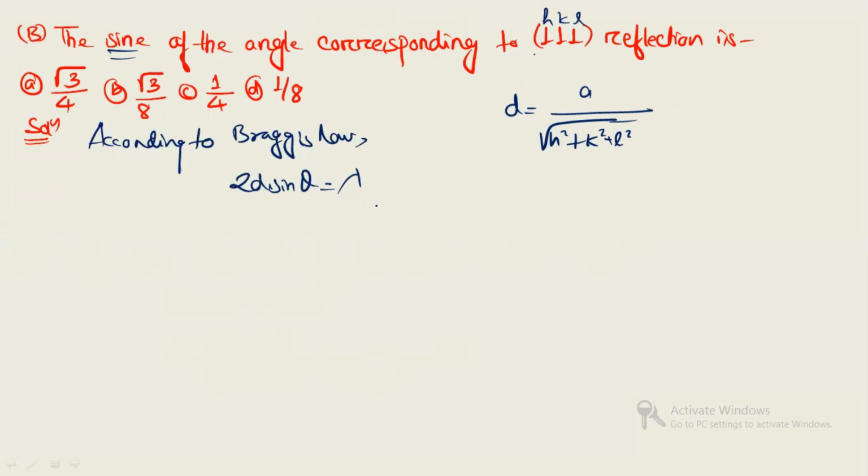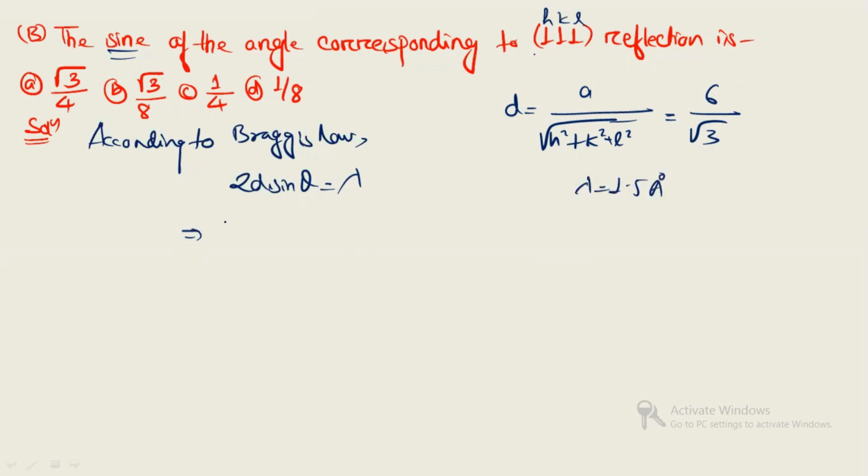If you're having any problem with the formulas, just go to any book for solid state physics. All right, so for this, you have calculated a to be 6 Angstrom. So this will be 6 divided by √3. Just put the values of H, K, and L. Now you see, lambda was given to you. Lambda was 1.5 Angstrom.